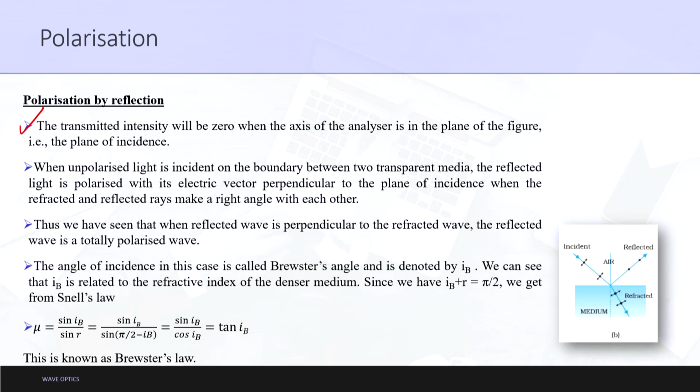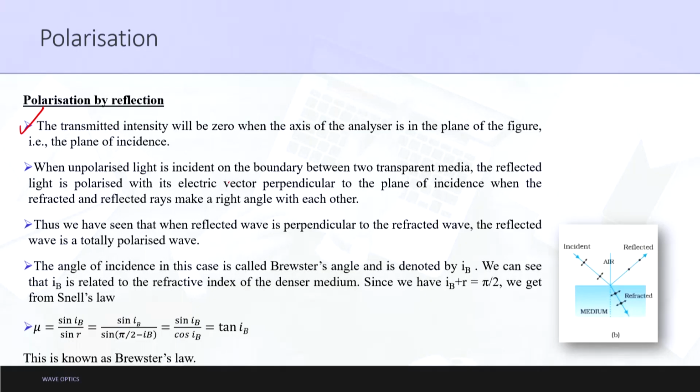Now, the transmitted intensity will be 0 when the axis of the analyzer is in the plane of the figure. So it is just making an angle of 90 degrees. If the angle is 90 degrees, we know that it is I naught cos squared theta, with theta 90. Cos 90 is 0, hence the intensity will be 0. That is the only explanation being kept here, nothing else. The polarization is being done like this, the angle is being kept like this, and hence the intensity will be 0. Only that concept is being explained here.